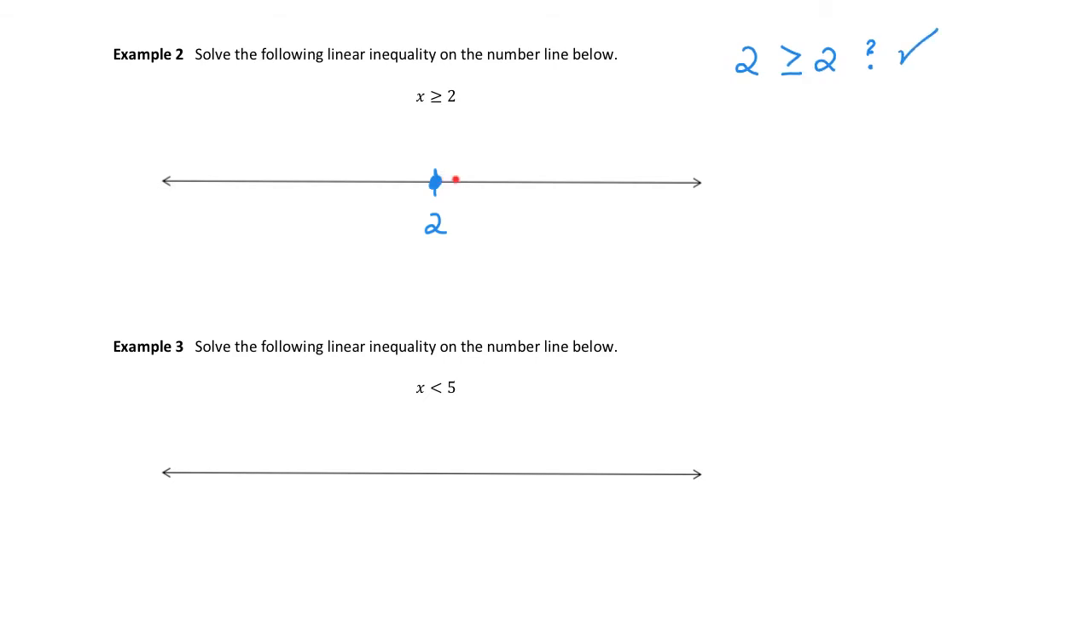Now, if I want to get the rest of the numbers that make this thing a true statement, there's only two possibilities. It's going to be all of the numbers on this side, or all of the numbers on this side. So I'm going to just choose a couple values, like maybe 3, 4, and 5, plug them in place of x, and see if they make this thing a true statement.